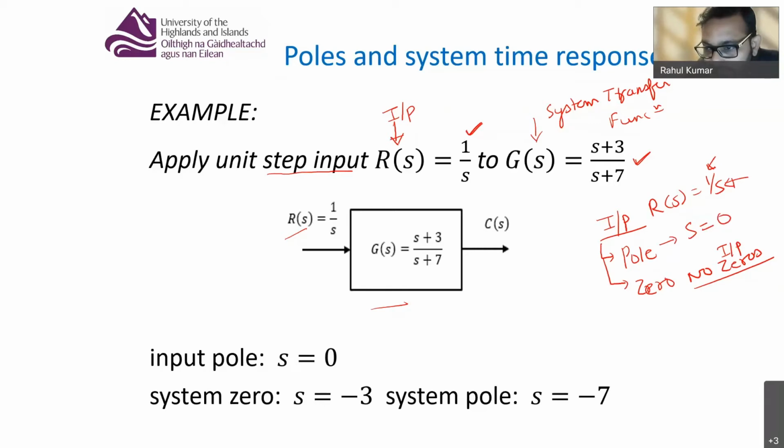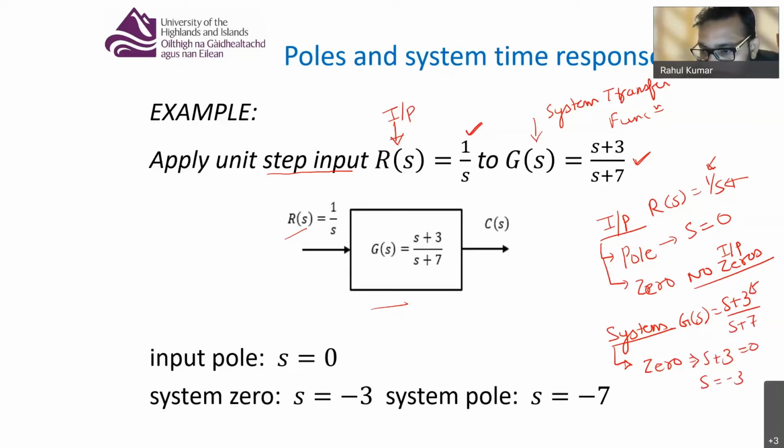So similarly, let's find the poles and zeros for the system. The system G of S is S plus 3 divided by S plus 7. For finding the value of the zero, I will equate S plus 3, the top line, equal to 0. So that will give me S equals minus 3.